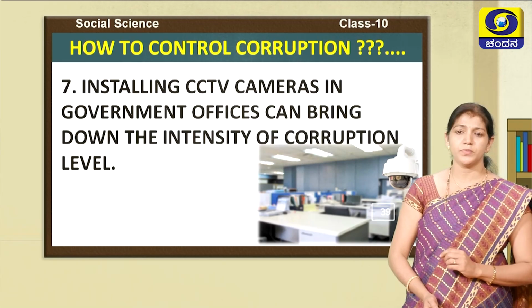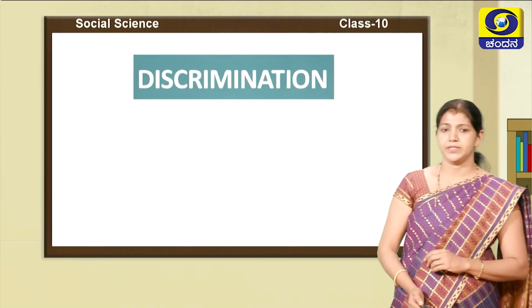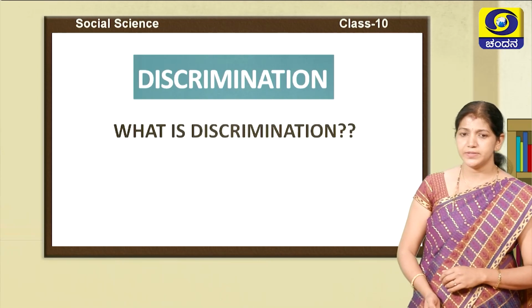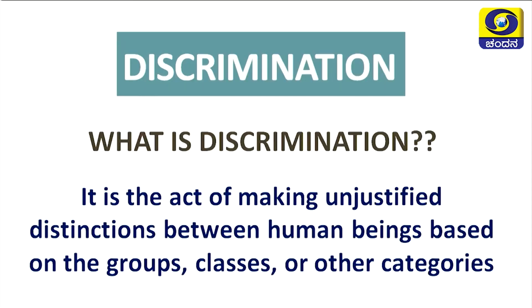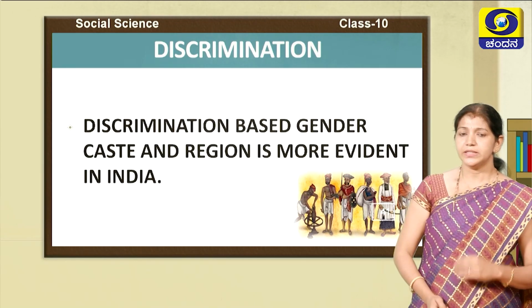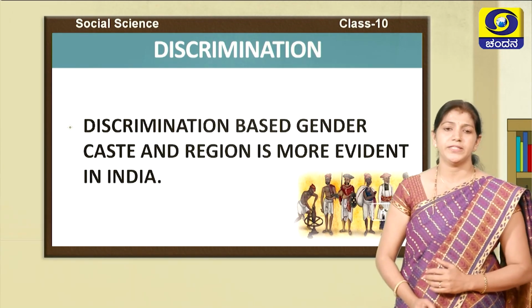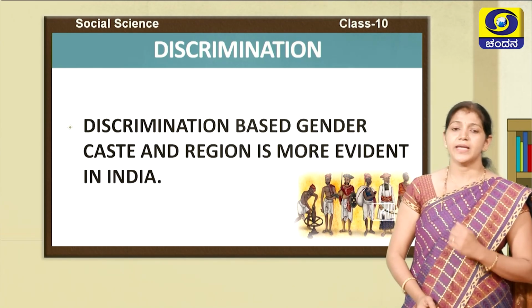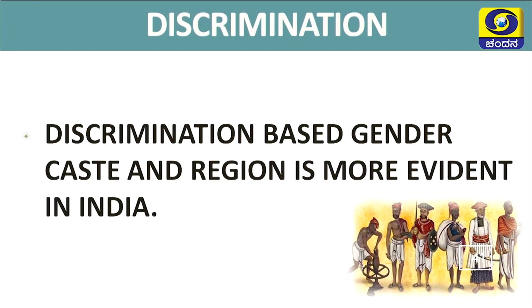Next main problem of our country is discrimination. What is discrimination? Children, it is the act of making unjustified distinctions between human beings based on groups, classes or other categories. In India, there are three major types of discrimination: caste based discrimination, gender based discrimination and regional inequality. These are the three major topics we will discuss in this class.